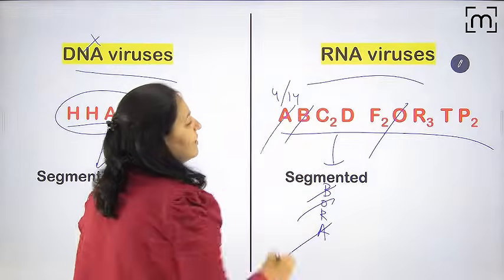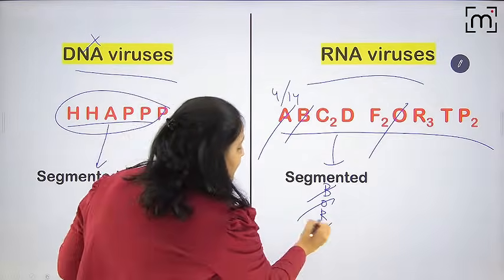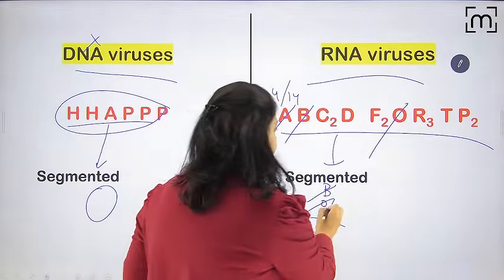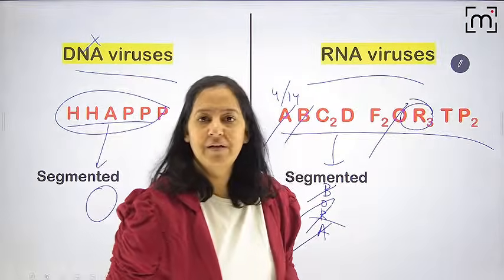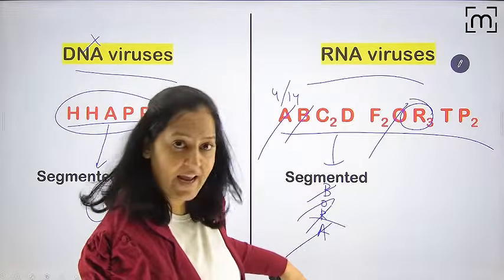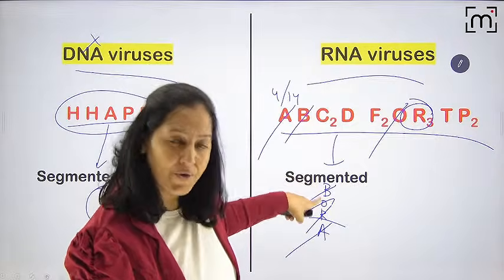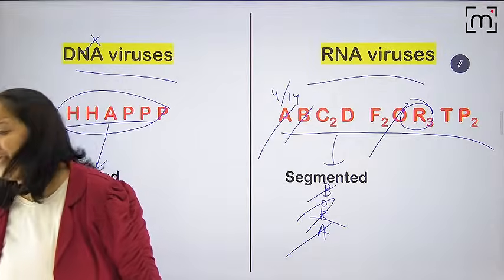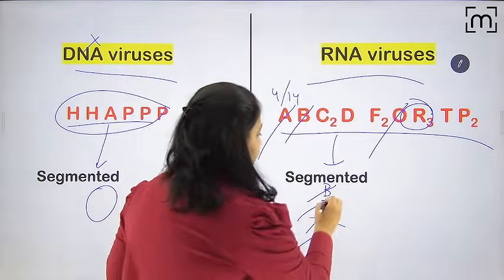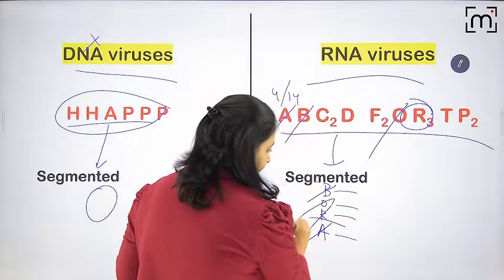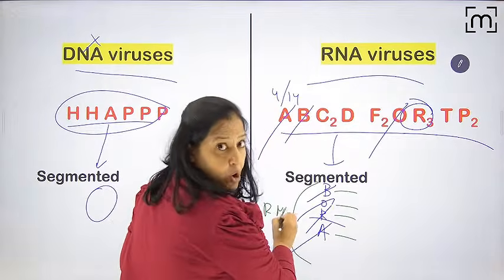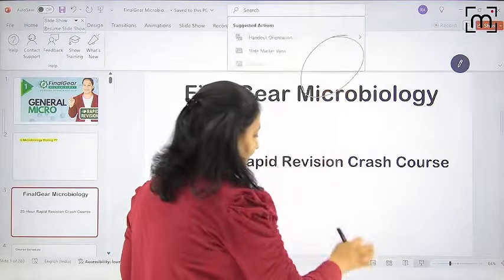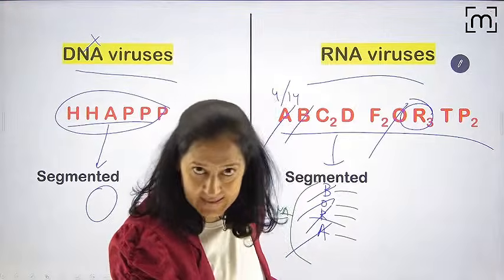A is arena. No confusion. But always the confusion is R, no? And everywhere R is Rio. Out of the 3, Rio is coming here. So BORA, B-O-R-A: Bunya, orthomyxo, Rio, and arena. Got it? Now, people, tell me the number of fragments. How many fragments? RNA. They all have RNA. Obviously, they are RNA viruses.